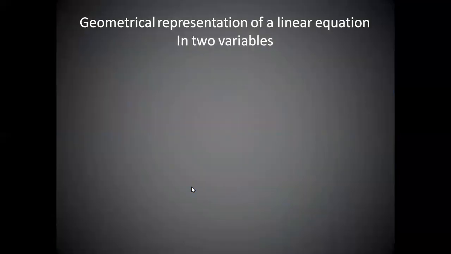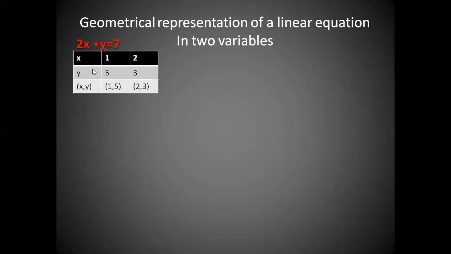Now, what is the geometrical representation of a linear equation in 2 variables? How does it look on a graph sheet? Take the same example, 2x plus y is equal to 7. Here we found two solutions. They are (1, 5) and (2, 3).